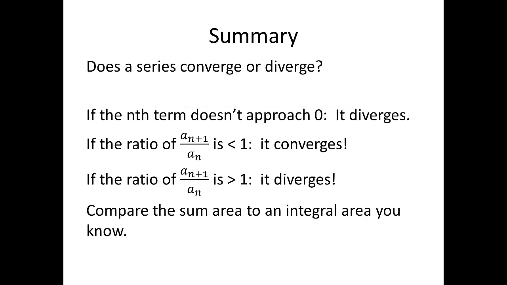You've got some series. Does it converge or does it diverge? First, look at the nth term. If the nth term isn't approaching 0, it's got to be diverging. Okay, if the nth term is approaching 0, then look at the ratio of the n plus first term over the nth term as the limit of n approaches infinity. If that's less than 1, it converges. If it's more than 1, it diverges. If it's equal to 1, then try to compare the sum to an integral whose area you know.